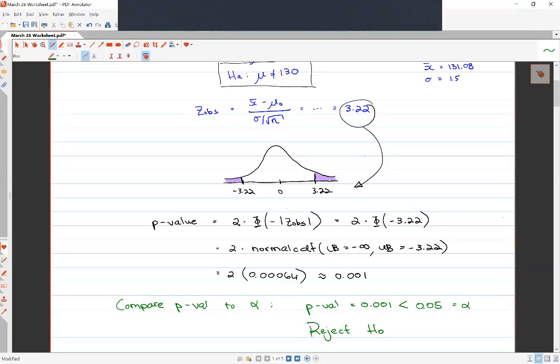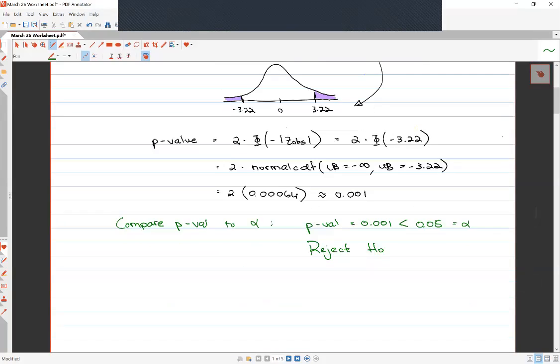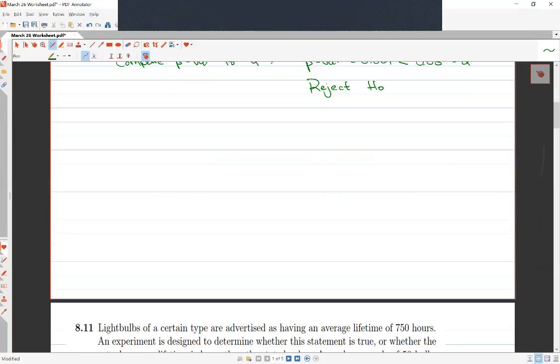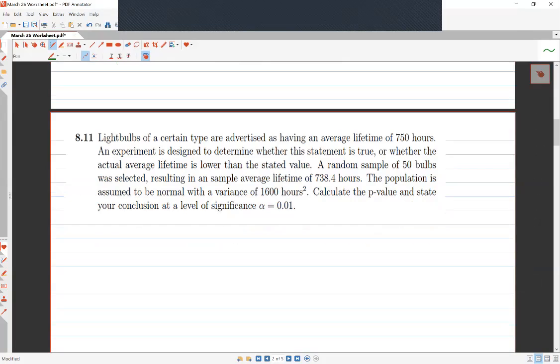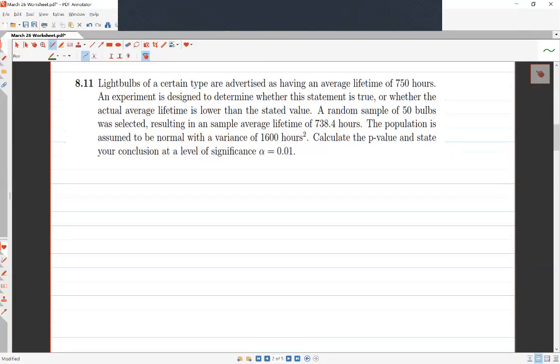Okay, let's move on to our next example. If something pops up in chat, I'll happily look at that and answer. But I think we have another example very similar here, so it'll illustrate the p-value idea one more time.